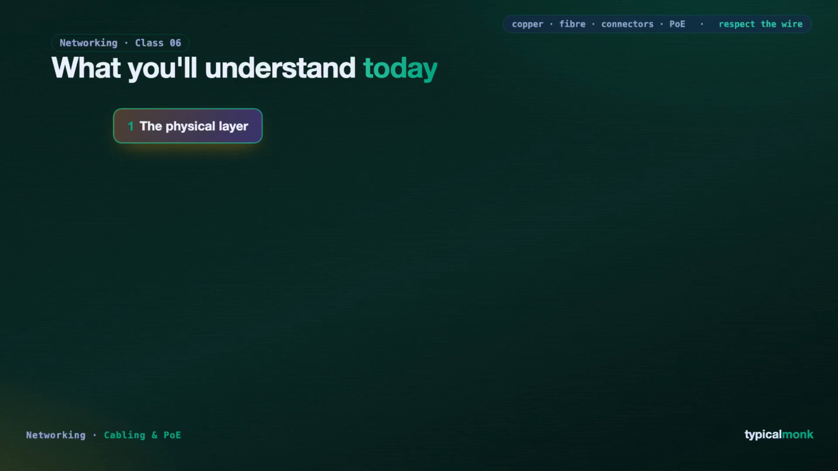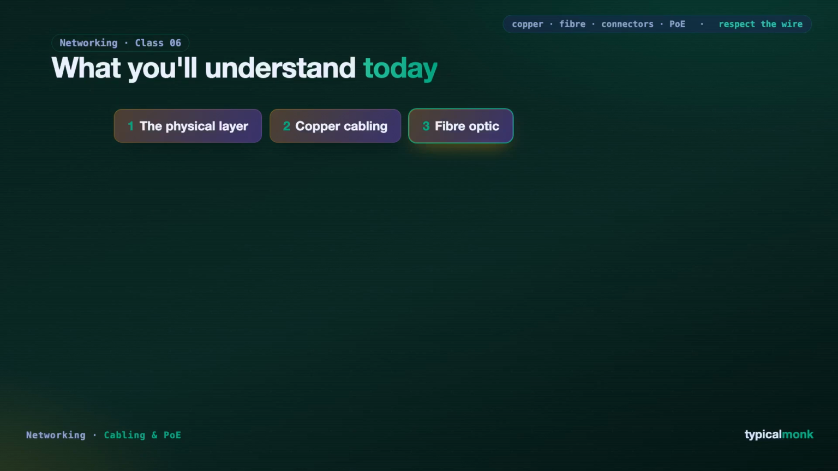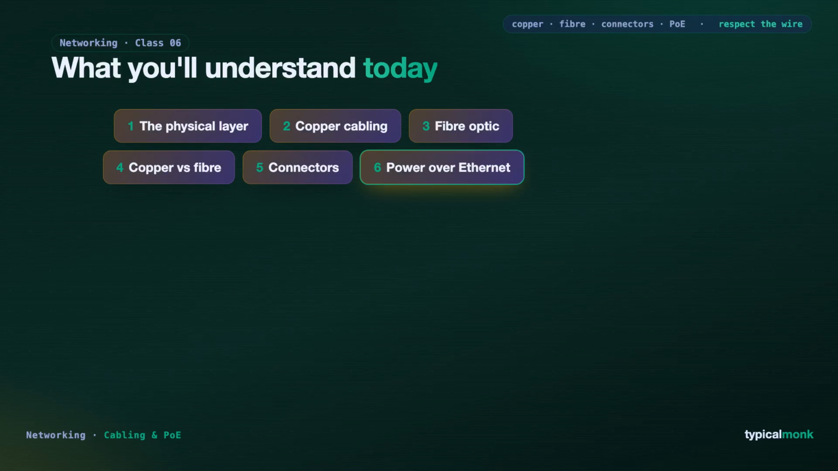First, what the physical layer really is. Second, copper cabling. Third, fiber optic. Fourth, how copper and fiber compare. Fifth, the connectors. And sixth, power over Ethernet.